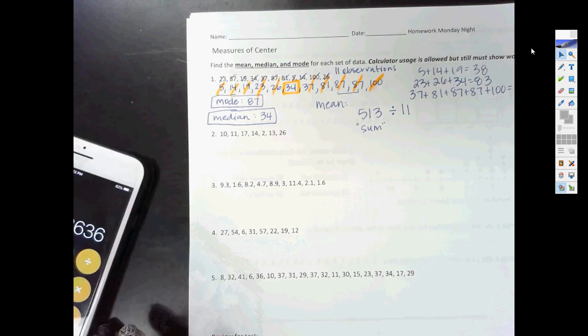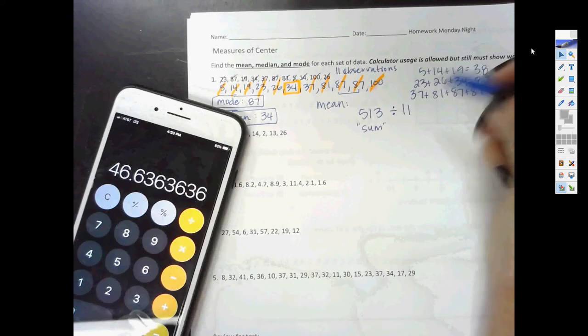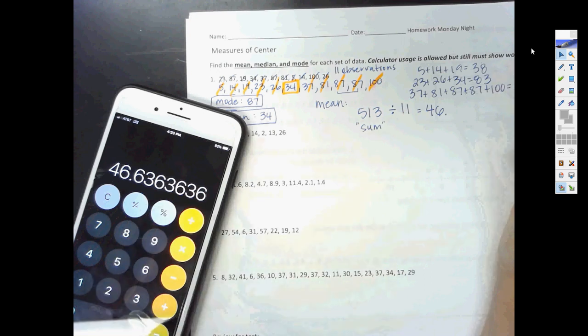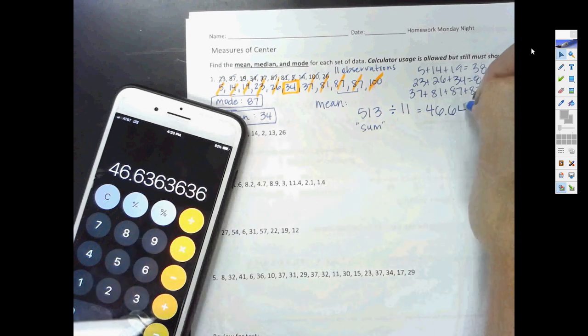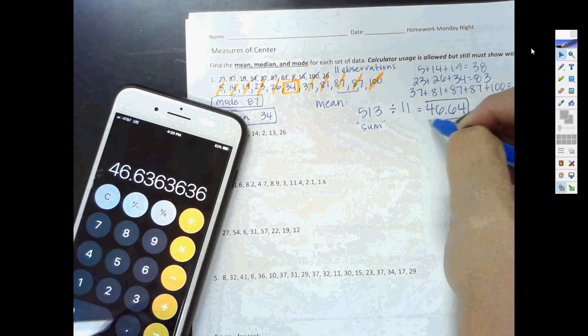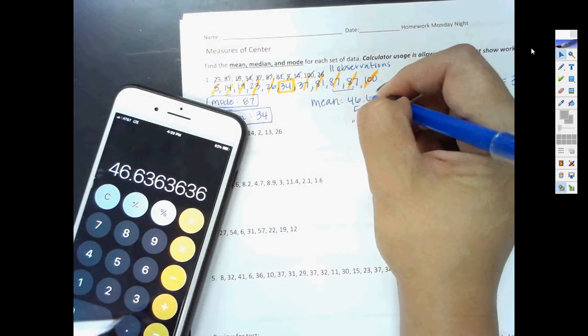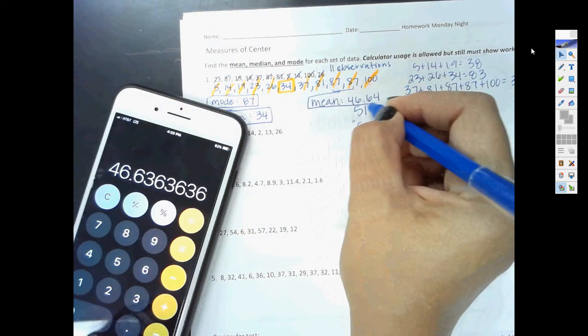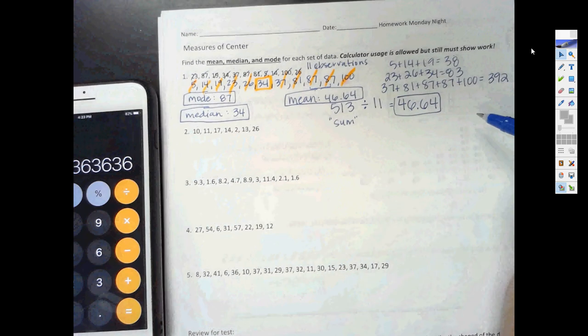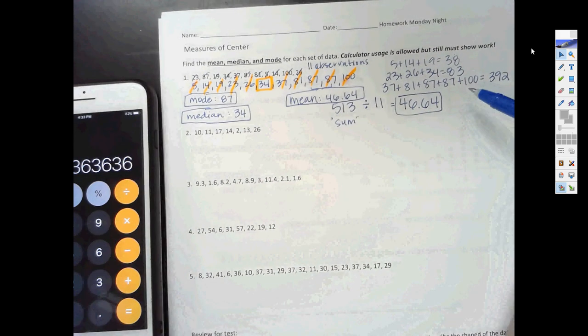Alright, so now we're going to divide that by 11, and I get 46.6363. We have a repeating decimal, so we're just going to round to 46.64. Now, notice I have made my work where I know where each one is. I've labeled it. My work is neat. I've shown how I got 513, and this is what I mean by you can use a calculator, but I still want to see your work. I don't want to see just answers down.